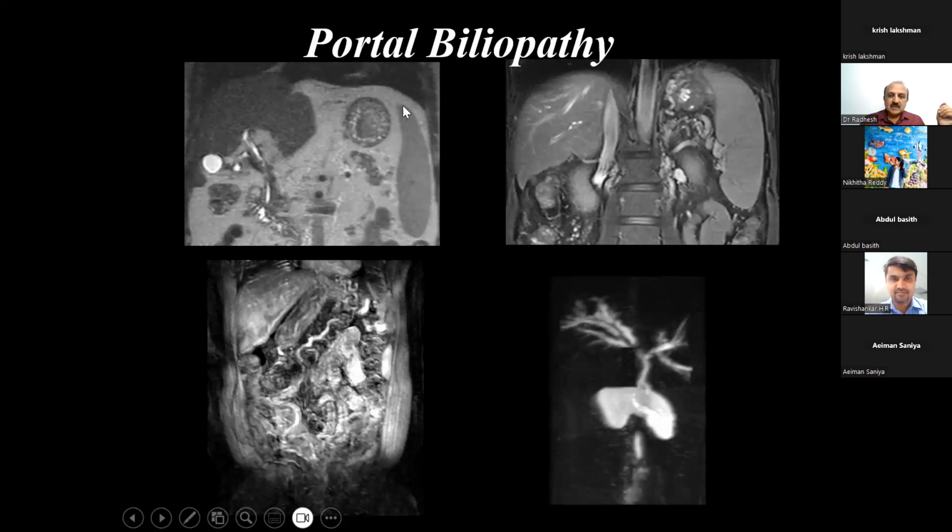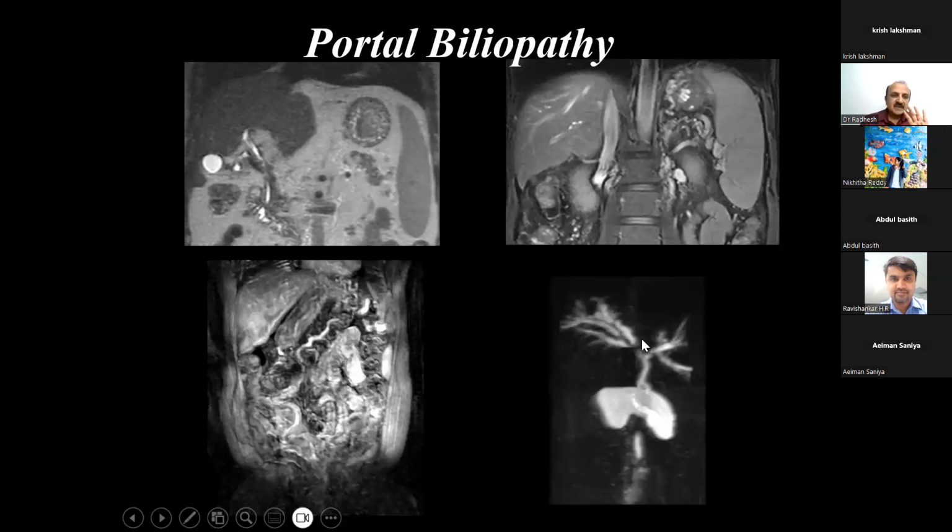But when you look at the source images, you will see there are multiple dark structures. This is a T2 weighted sequence. That is why you see the flowing blood as dark, and they are going all around the CBD. And also there is some duct. You see the blood vessels going here along the right hepatic duct. You see the filling defect here, or as if it is cut off. So these are all blood vessels.